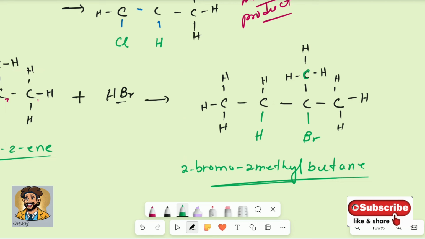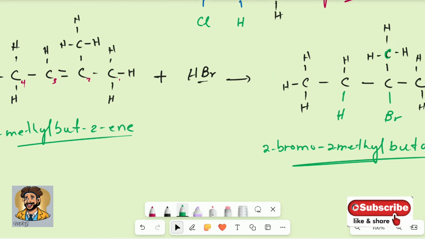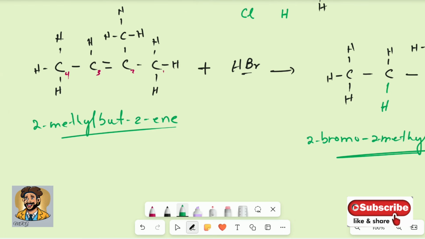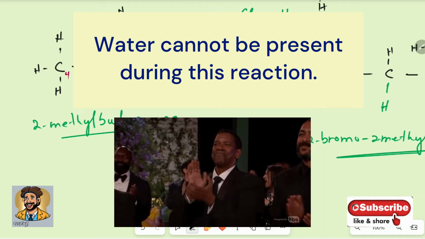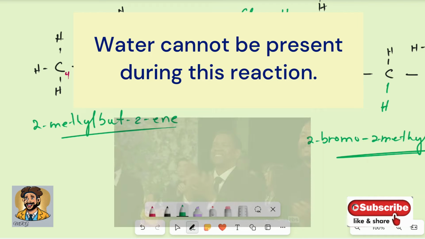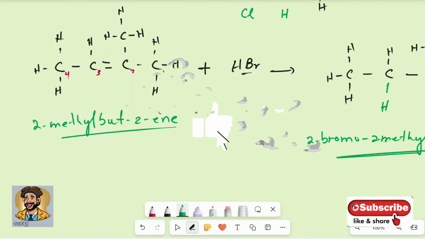Okay? So that is that specific reaction. That is hydrohalogenation. So the condition here is that water cannot be present. You cannot have water in this reaction. Is that understood? So it's a water-free reaction.